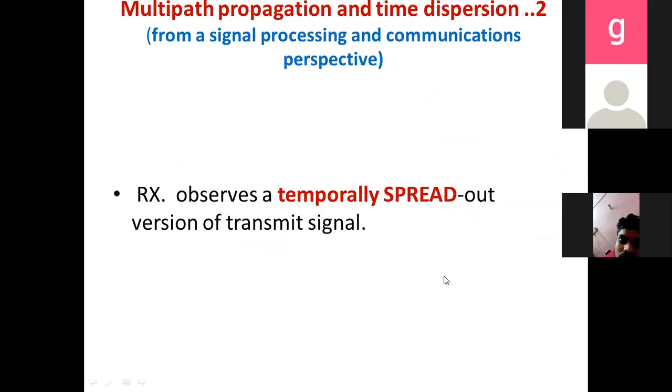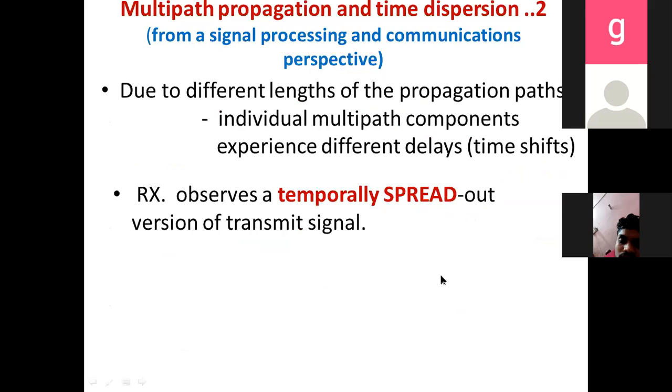Next, let me see how the delay spread and Doppler effect affect the signal propagation, with some numerical examples. With that, we finish this first session.